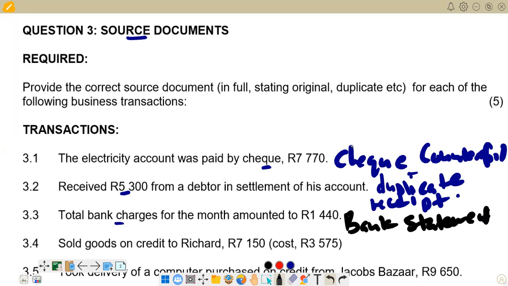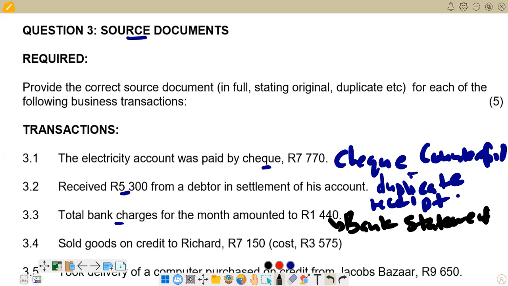So it comes as a list of transactions for a bank account over a certain period, usually monthly. Usually, this bank statement is issued monthly in terms of the period in which it is issued. So this is what we have in terms of a bank statement.